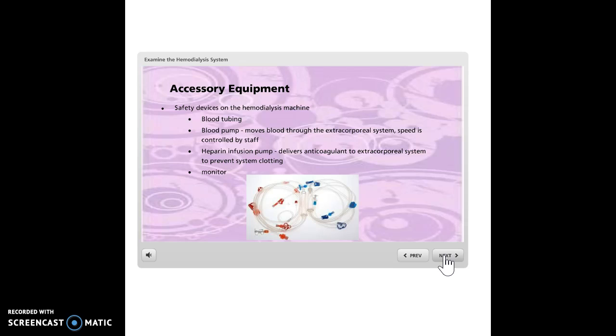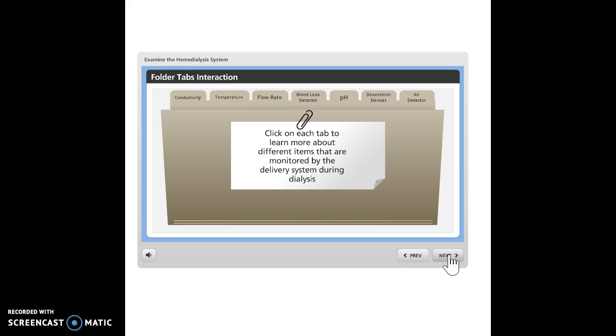There's different accessory equipment, a lot of safety devices. You have the blood tubing, which is shown here. The blood pump is going to move the blood through this extracorporeal system. The speed is controlled by staff. There's also a heparin pump infusion. This is going to deliver heparin, which is an anticoagulant, a way to thin the blood. It also helps to prevent the system from clotting. I'm going to have you take a peek at all of these.